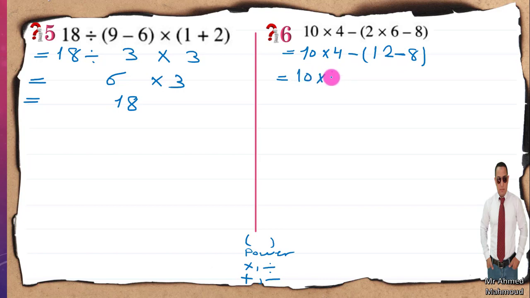So 10 times 4 minus 4. Now I have times and minus. Which one is first? The times is first. So 10 times 4 equals 40 minus 4. 40 minus 4 equals 36.